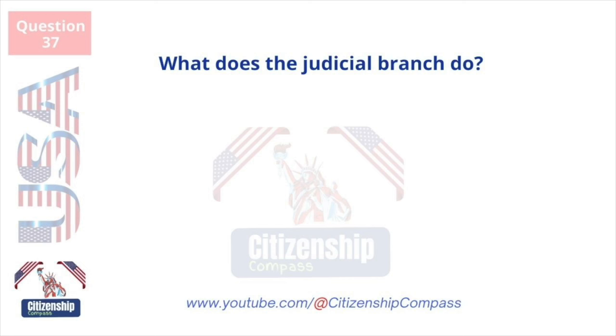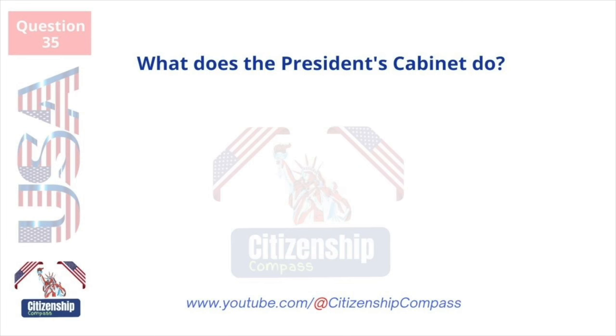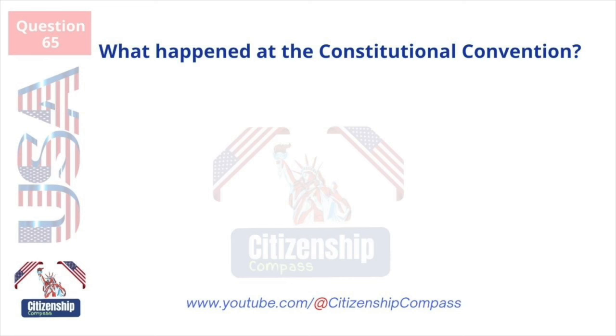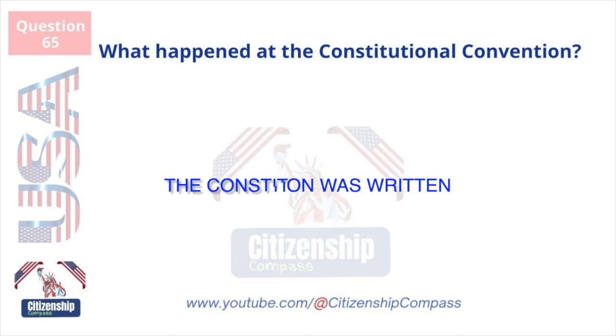What does the judicial branch do? Reviews laws. What does the president's cabinet do? Advises the president. What happened at the Constitutional Convention? The Constitution was written.